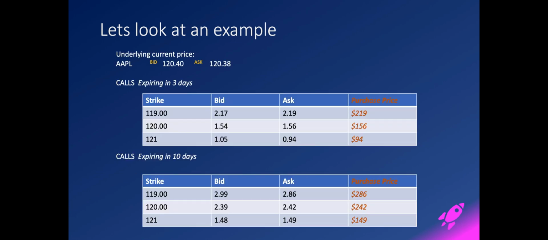So let's look at Apple, for example. Apple is trading at around 120 and 40 cents, so the bid and ask, you can see up there. If we were to buy a call that is expiring in 3 days, you're looking at it today, whenever today is, and you have a call that is expiring in 3 days.